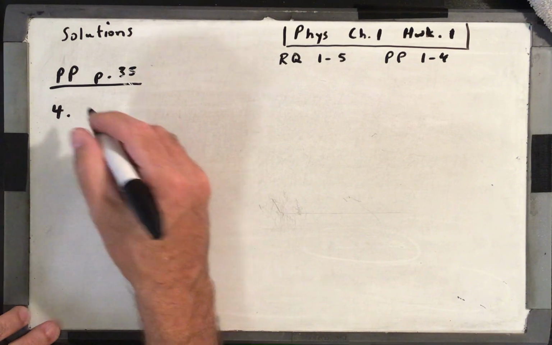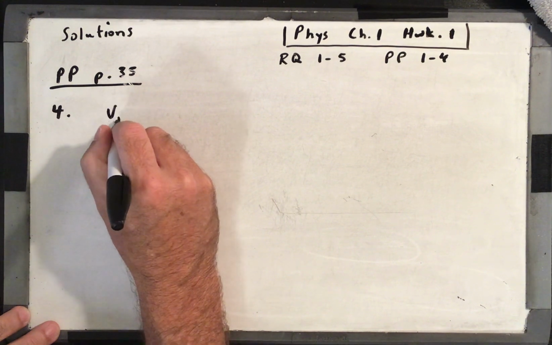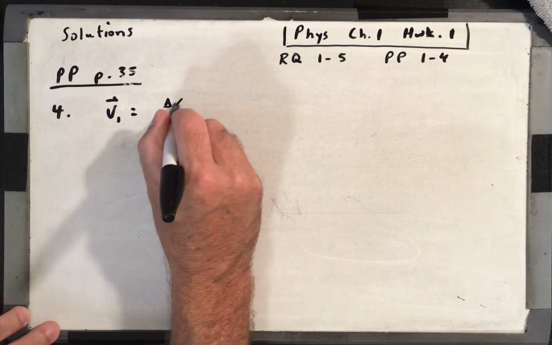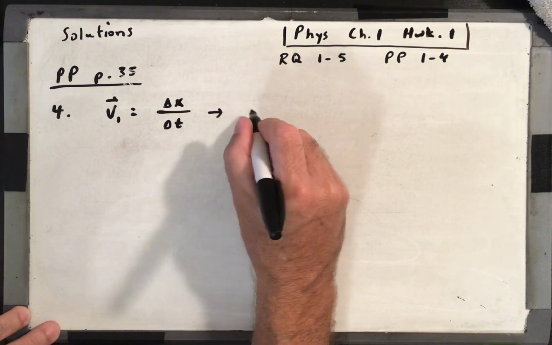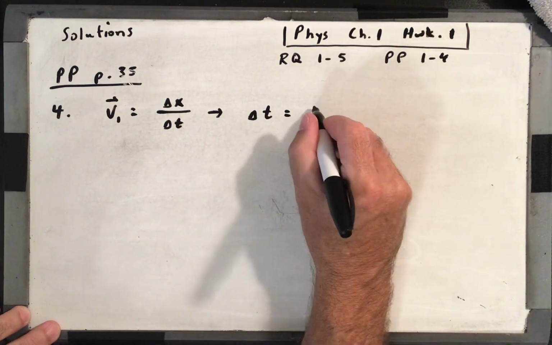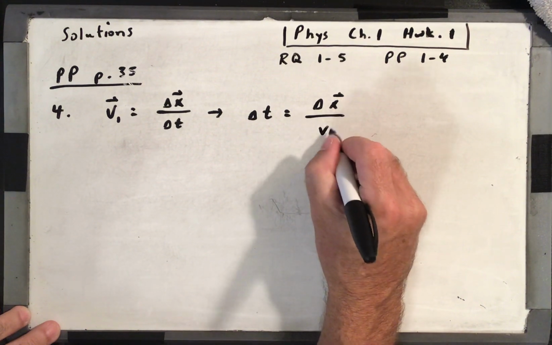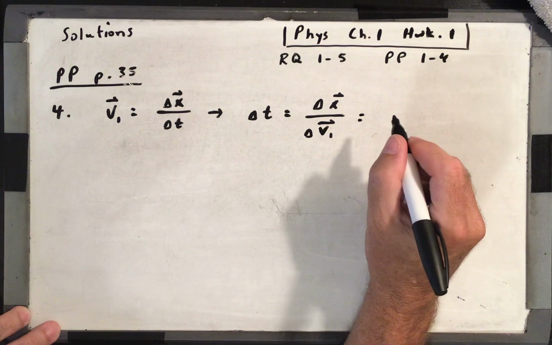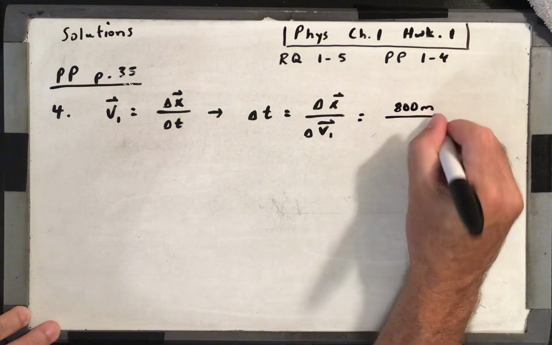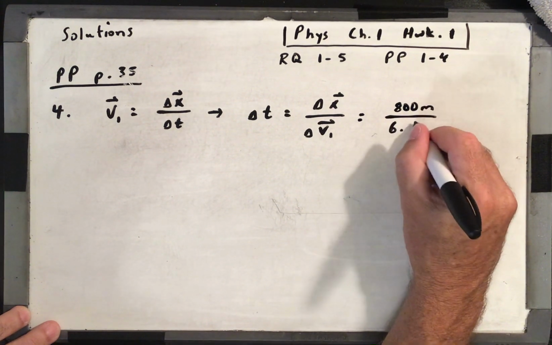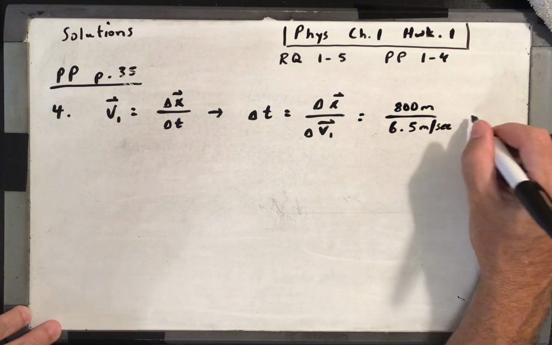Okay, so our first 800 meters, let's call that V1. It is change in displacement over change in time. So I need to get the time. So change in time would be change in displacement over our original velocity. And that is going to be 800 meters over 6.5 meters per second. All right, so that gives you 123.1 seconds.